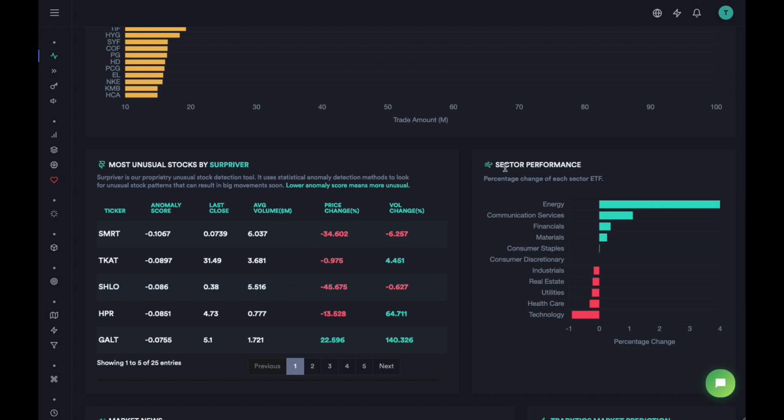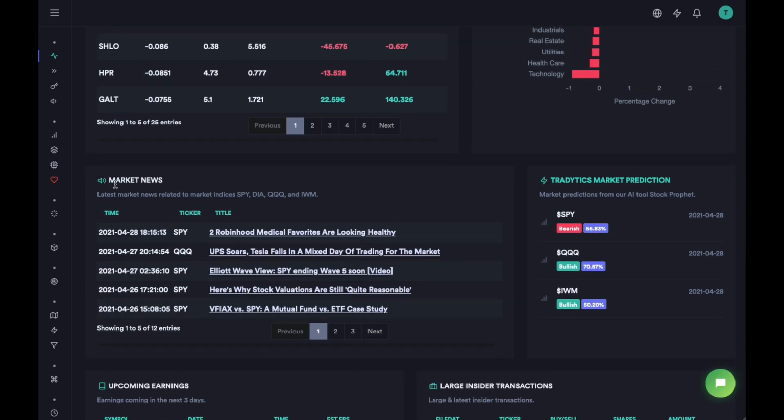Then we have the sector performance. This is the sector performance of each sector's ETF, and you can see the percentage change in the price of the underlying ETF. Then we have the market news. This is obviously understood by everyone.